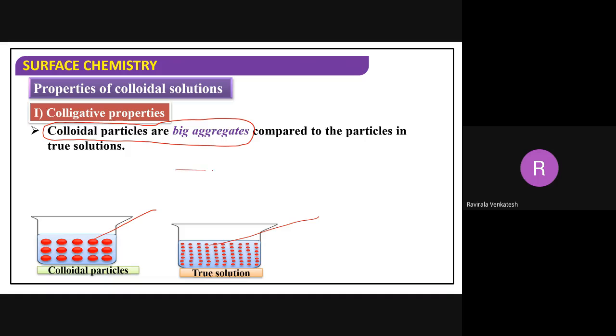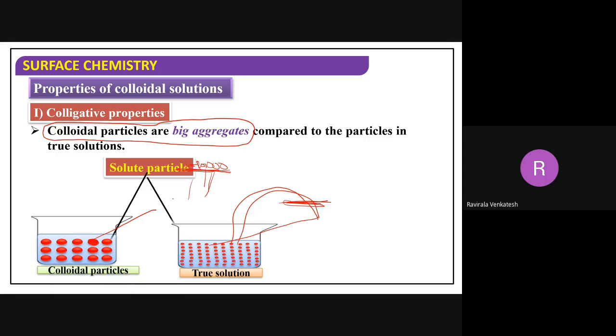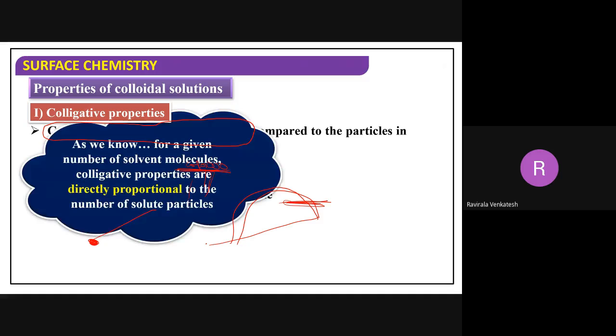When you pass them through a semi-permeable membrane, colloidal particles cannot pass through, because of their large size. With small particles, both solvent and solute will pass through the semi-permeable membrane. But because of the large size of the colloidal particles, they cannot pass through. Only solvent will pass. This is the difference you are going to observe.